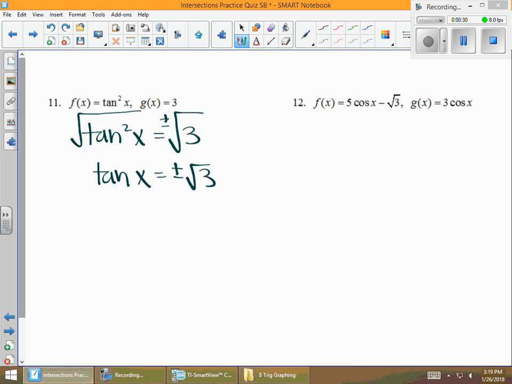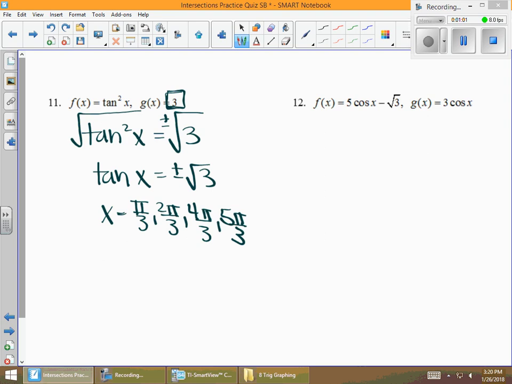We remember our little trick for that? The tangent is radical 3. That's all our pi over 3 is. And when you're writing those in your ordered pairs, your y value for those, your y coordinate, is 3.